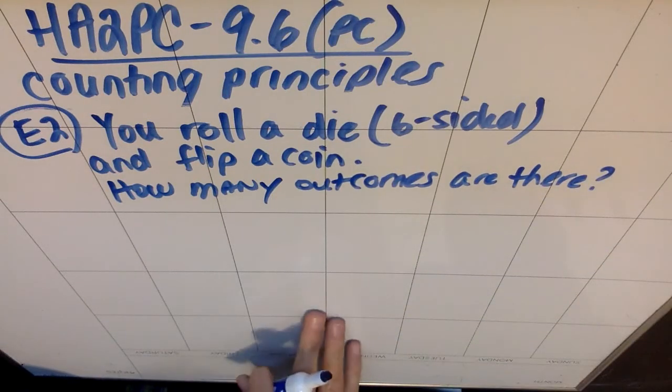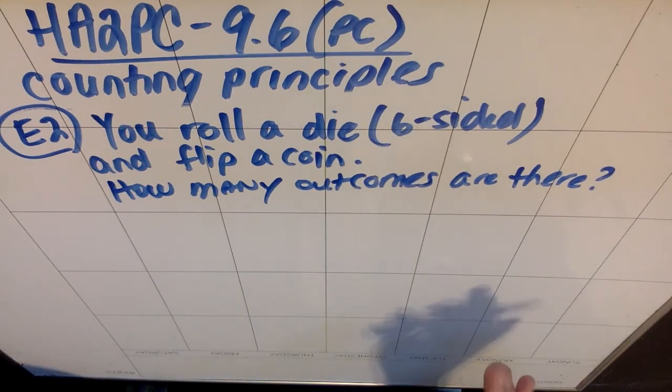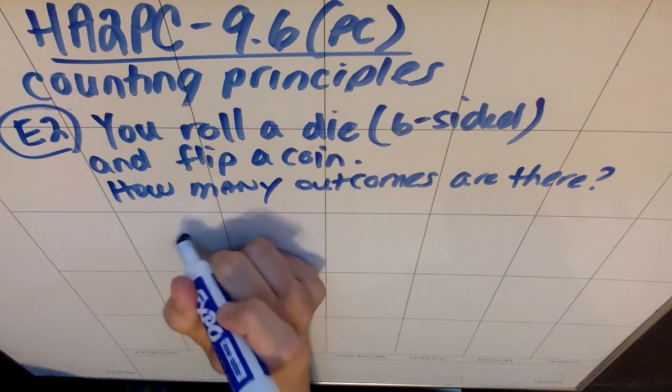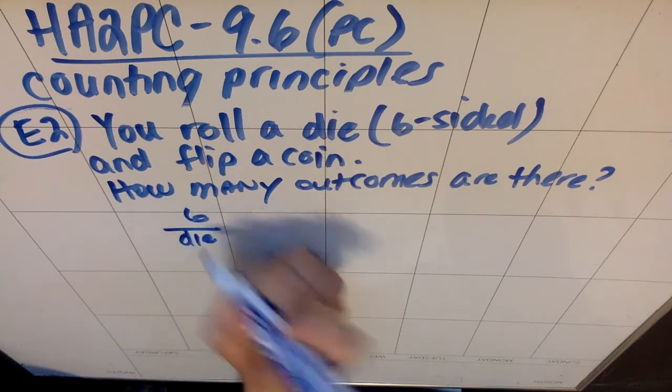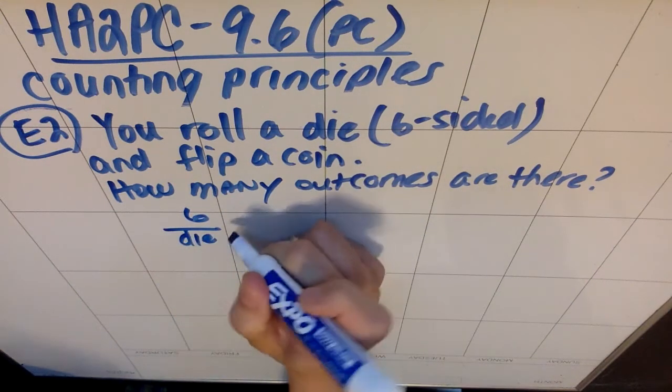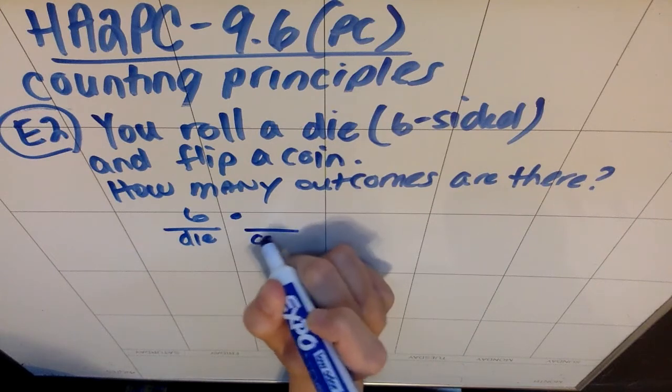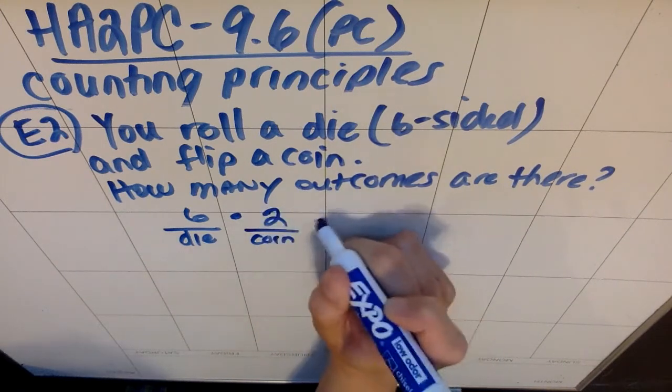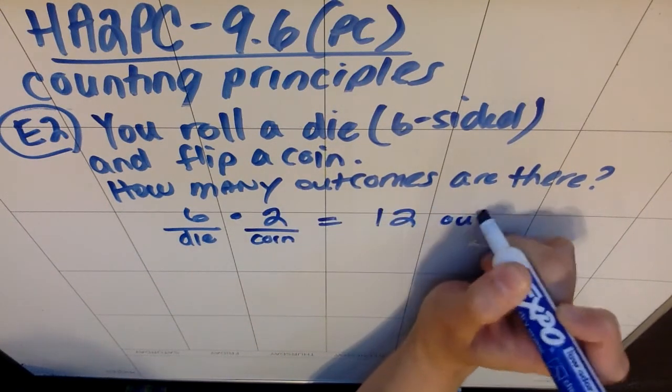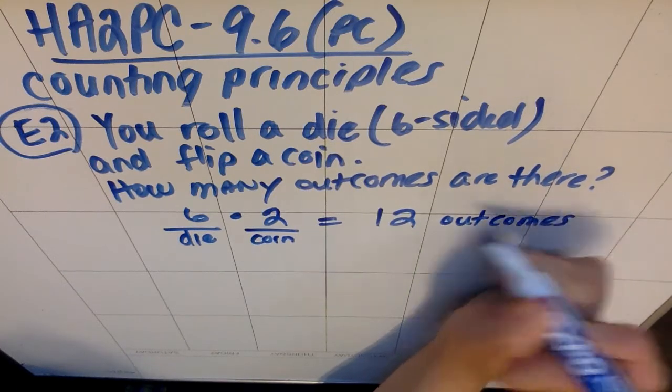Now this is one where you can actually do this pretty logically with a tree diagram, but if you think about it, I roll a die, which has 6 possible outcomes, 1, 2, 3, 4, 5, or 6, times I have a coin, and the coin only has 2 possible outcomes, heads or tails, so there are 12 possible outcomes. If I wanted to know how many different outcomes there are, 12.